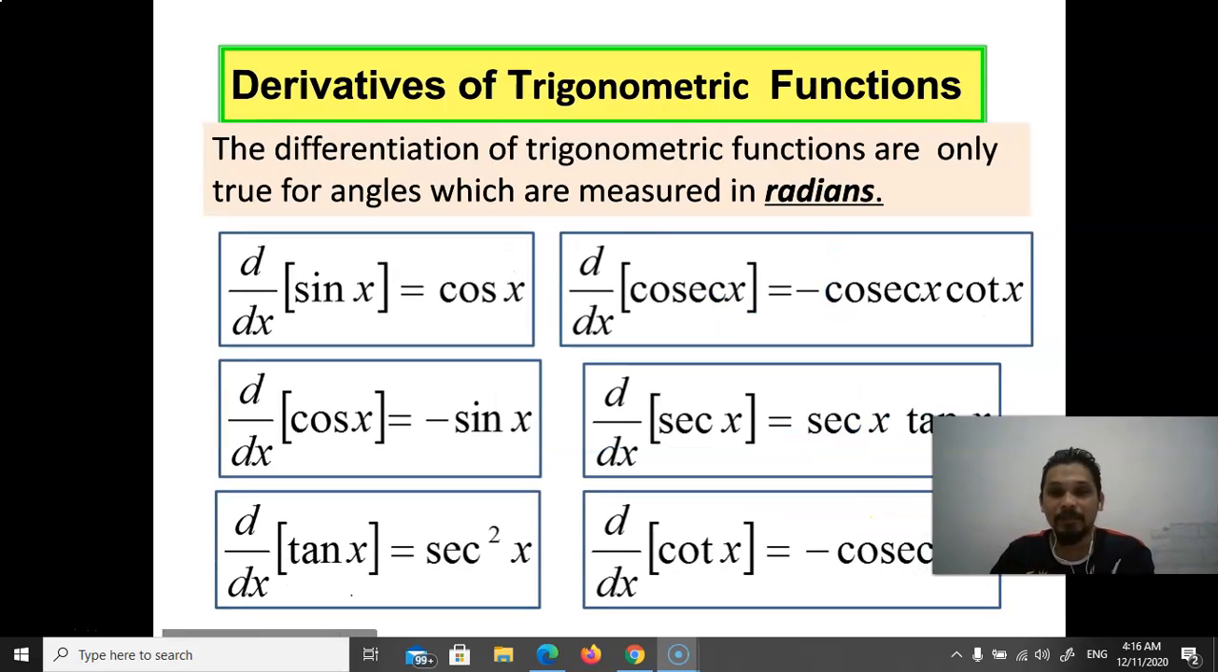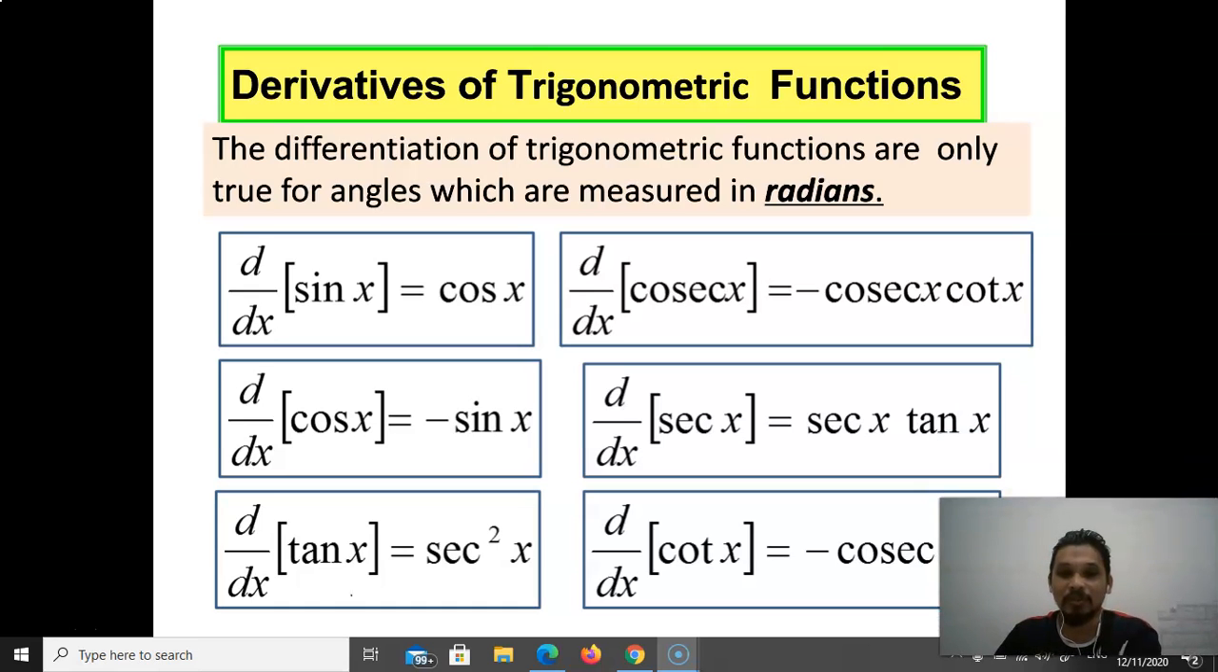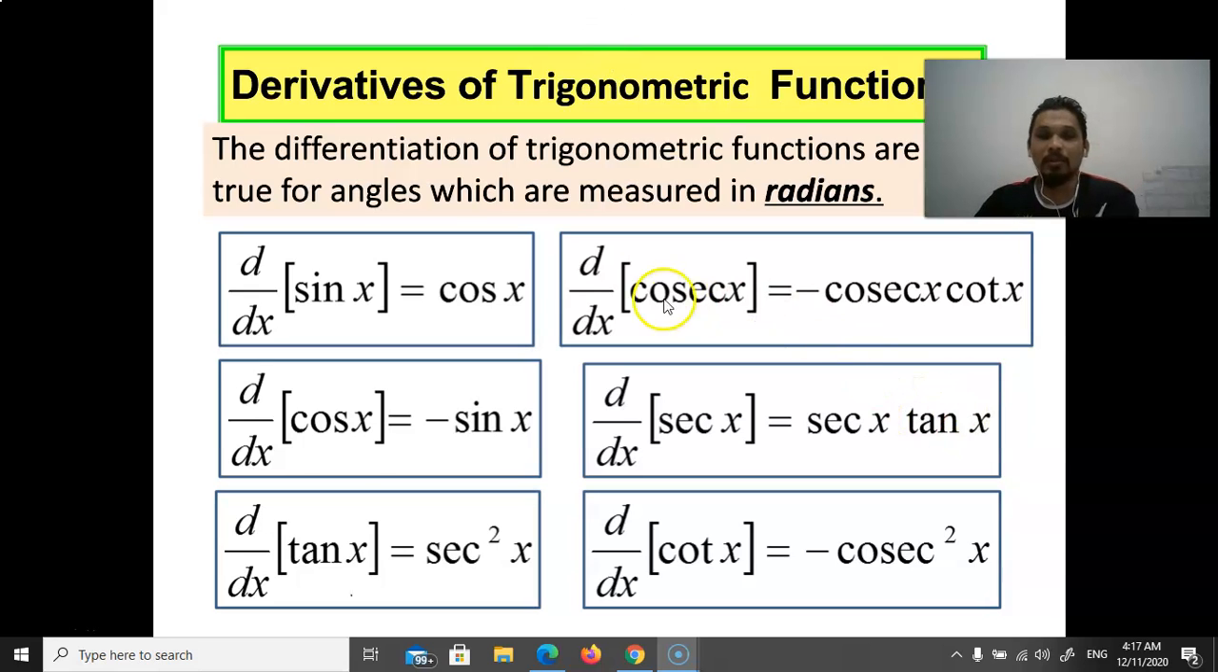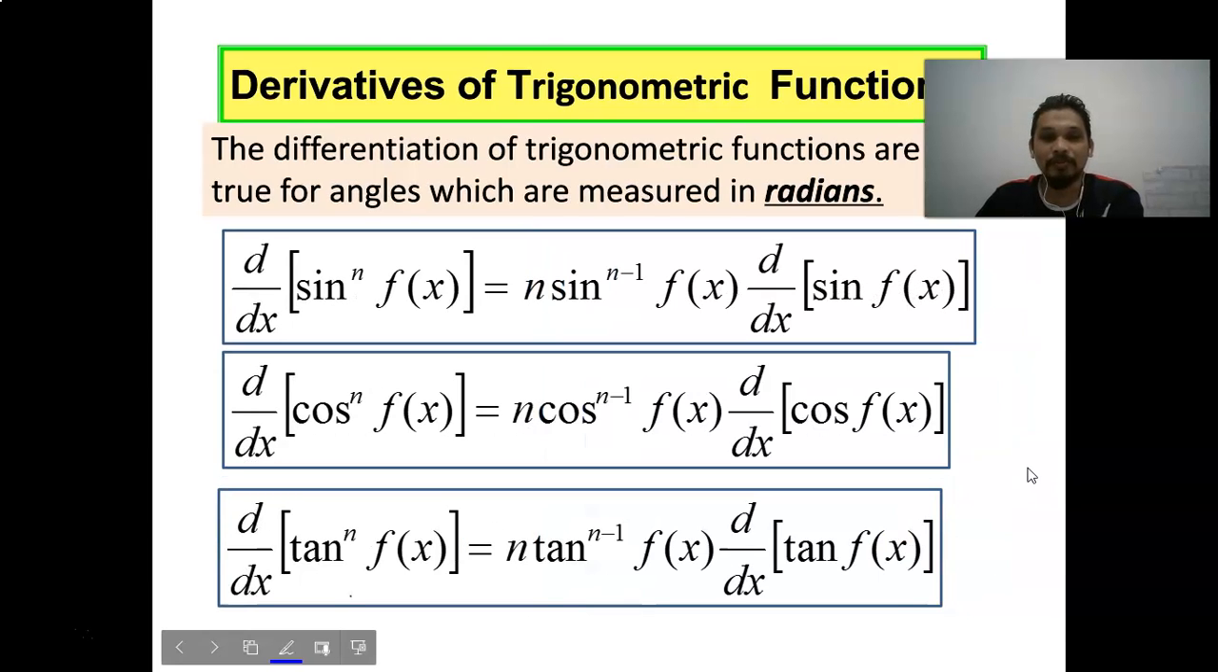Now, differentiation of trigonometric functions is only true for angles measured in radians. Let's take a look at these one by one. Differentiate sin x equals cos x, differentiate cos x equals negative sin x. Maybe you need to remember all of this, but it might be given to you during the examination.